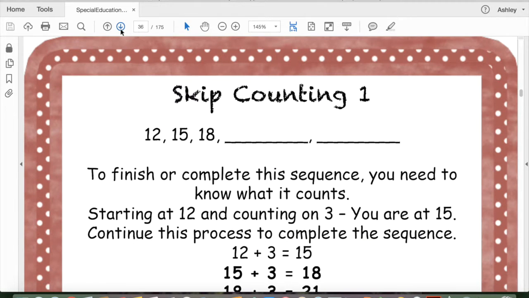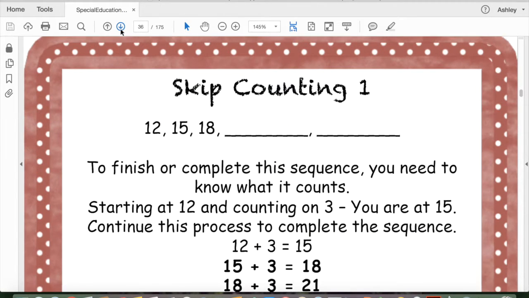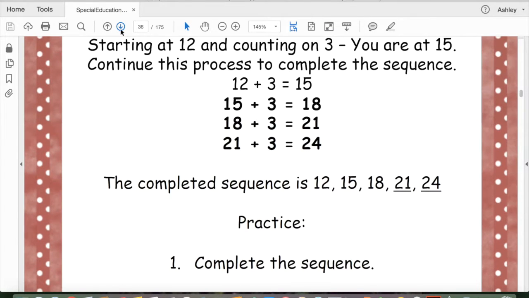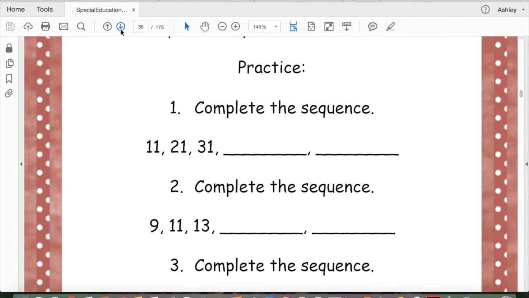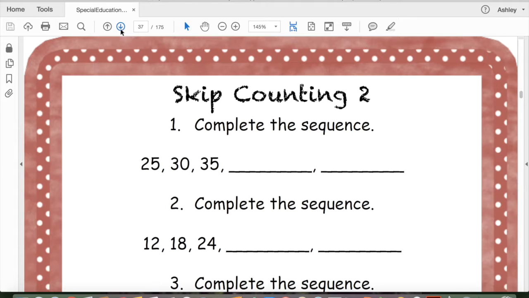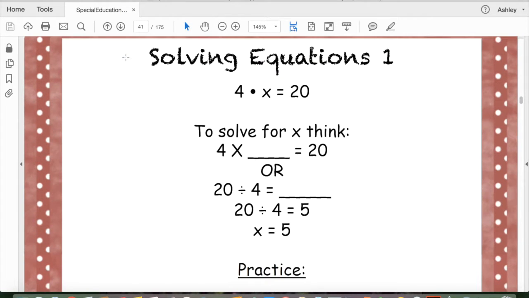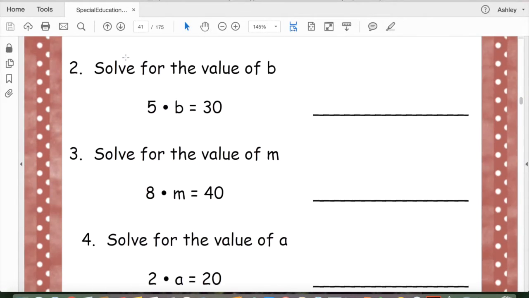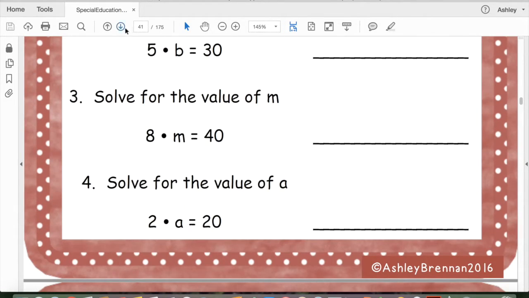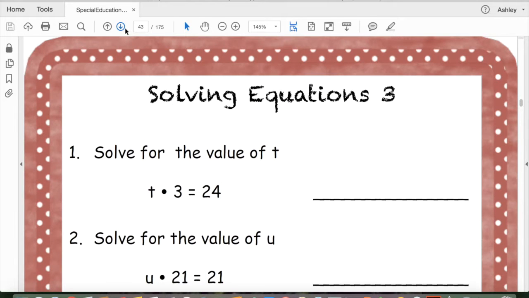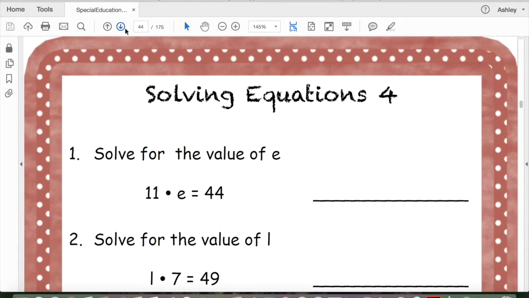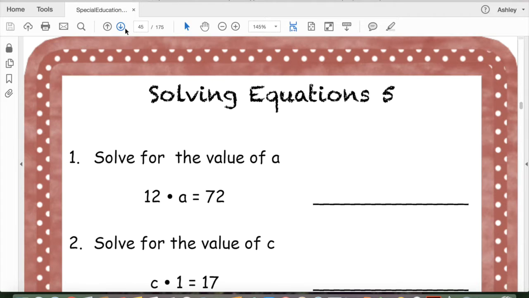Next, we have skip counting. Again, it gives you a good example here, breaks down the skill, and then goes into completing sequences. We have 5 sheets for that. Next we have solving equations, and there are lots of different ones for those. Finding the value of a letter.